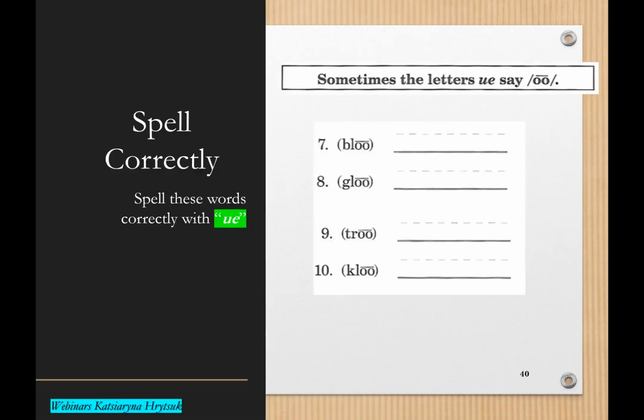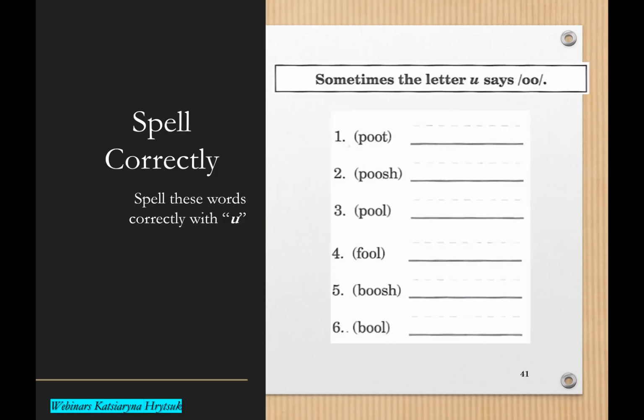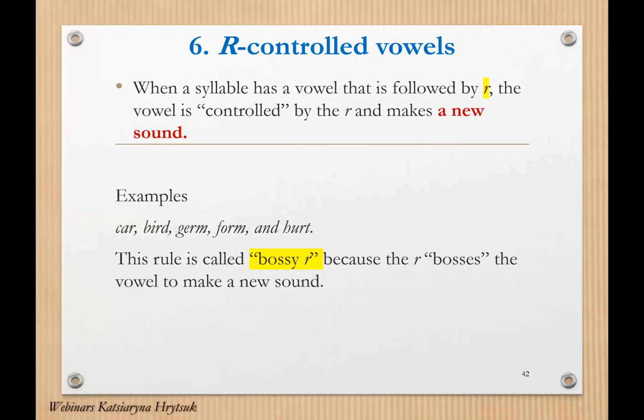Okay, great. So the same here, we spell correctly with UE: blue, glue, true. So you need again to find this word and write down in your exercise books, okay? The same when we spell correctly with U: put, push, pull, full, bush, bull. Be careful, you again need to find the word from the list.